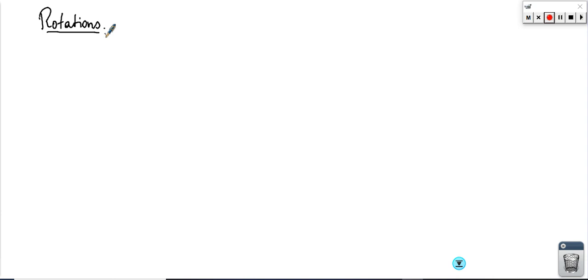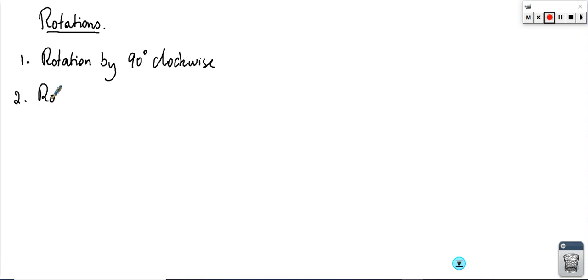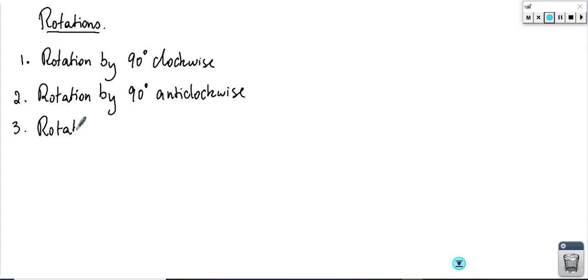So the three types of rotations are: number one, a rotation by 90 degrees clockwise. Number two, a rotation by 90 degrees, this time anti-clockwise. And number three is going to be a rotation of 180 degrees. It doesn't matter if it's clockwise or anti-clockwise. First part of the lesson, these three are going to be all from the origin, meaning from the point 0, 0.